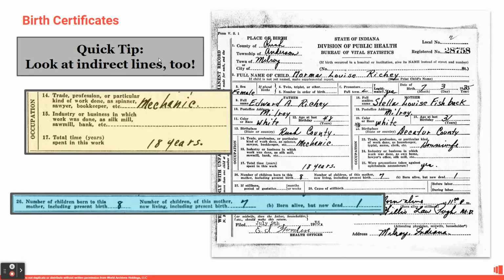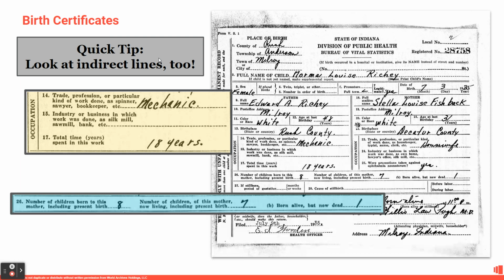The next type of record is a birth certificate. So this tip is really important. And I think a lot of people don't necessarily take the time for this. They really get focused on their direct line ancestors. And so you might miss out on some information.